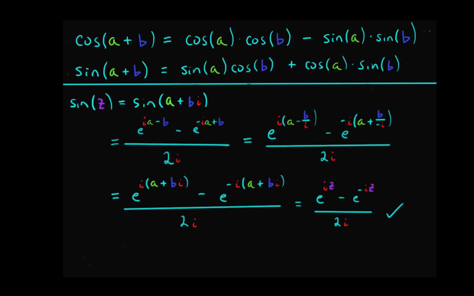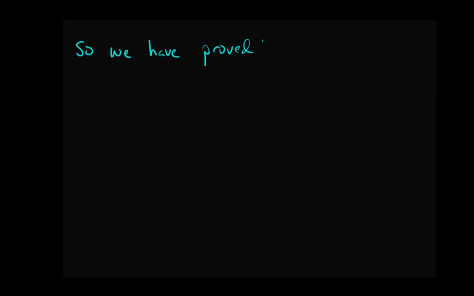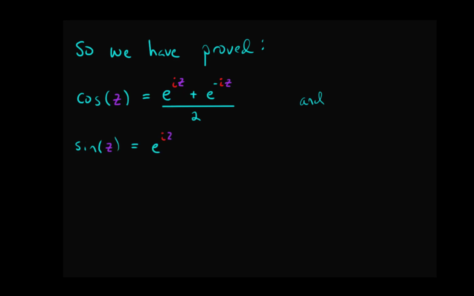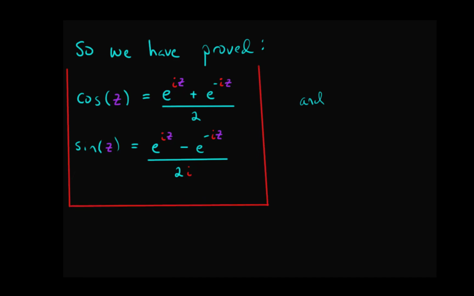We've extended the sine function to complex numbers as well. So again, we have proved that cosine of z equals e to the i times z plus e to the negative i times z all over 2. And sine of z, again where z is a complex number, guys, equals e to the i times z minus e to the negative i times z all over 2i. So let me put a big box around these very important identities for complex analysis that, again, extend the meaning of sine and cosine to complex numbers.